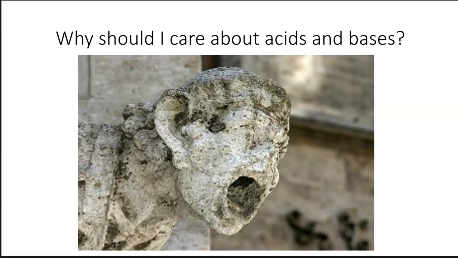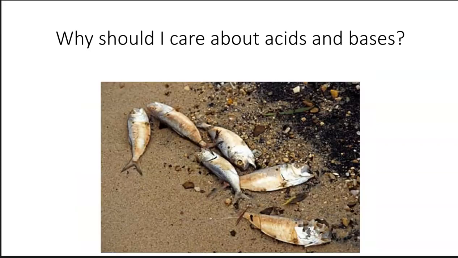You can also see the effect of acid rain on wildlife. So here we've got a number of fish that have died and washed ashore because the acidity level in the water they lived in became too acidic and effectively they suffocated to death.